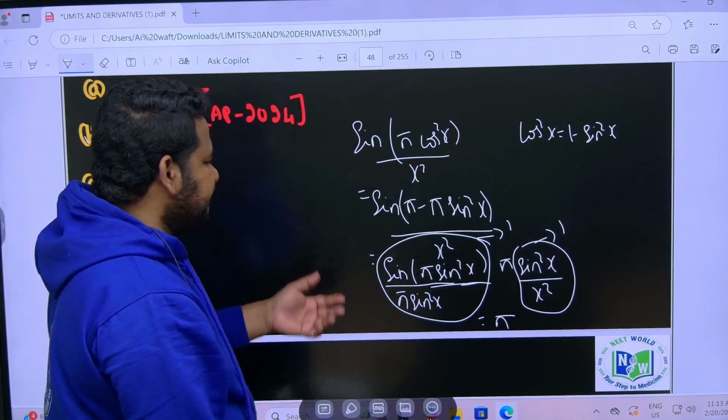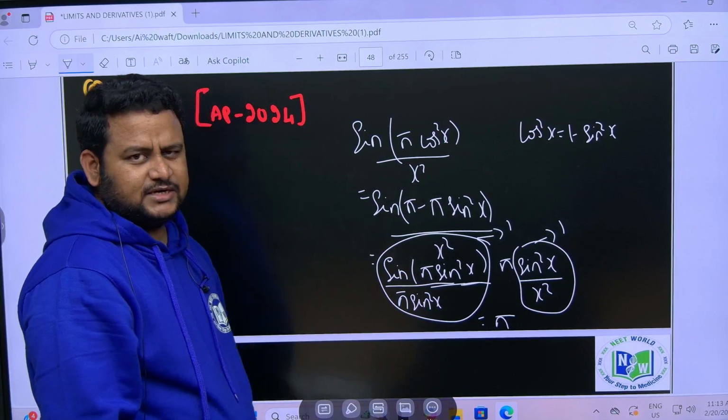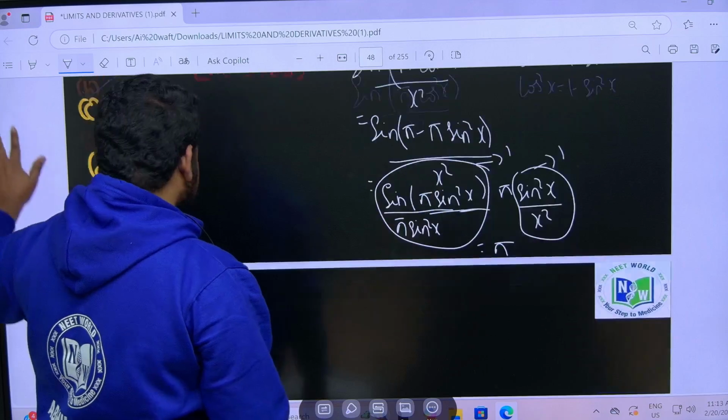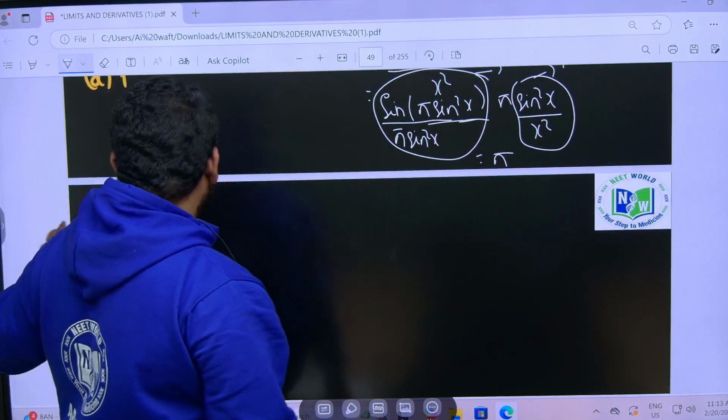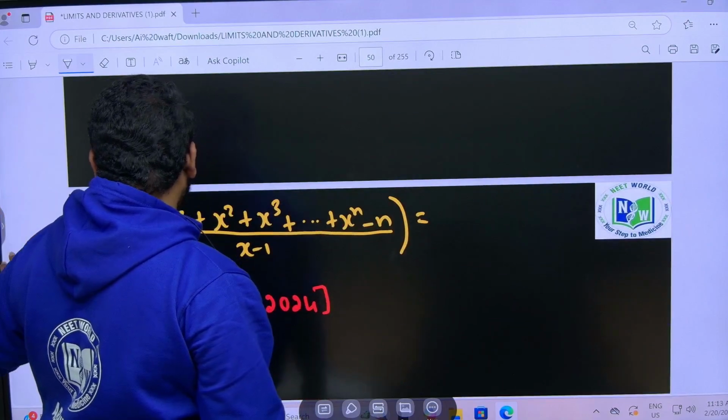We are using the first property of trigonometric limits. That's what we learned, based on which we solved so many even more complex questions than this one. That's why solving JEE Mains questions will be useful.